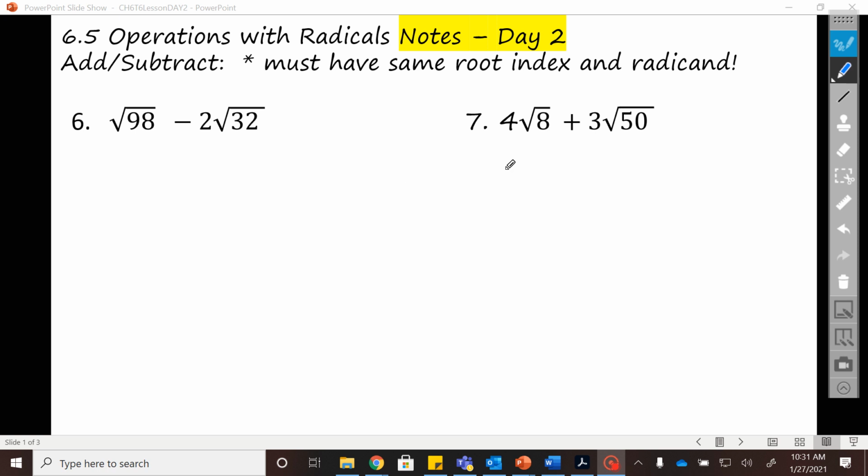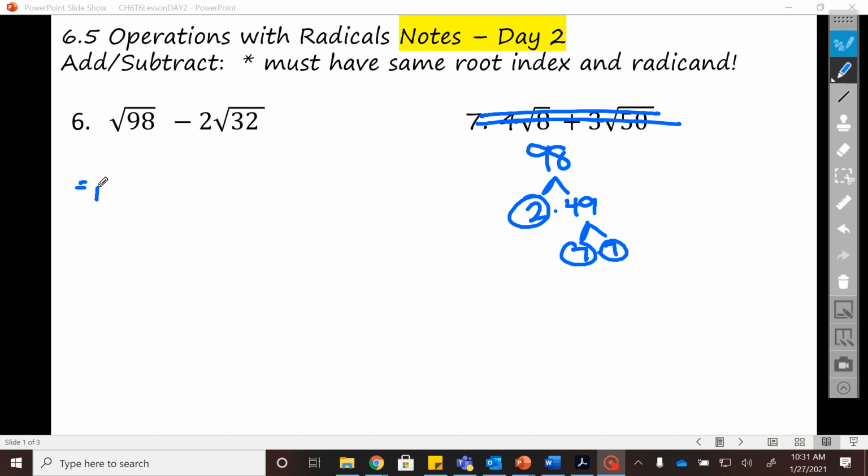So what we're going to have to do is simplify those two radicals to see if we can make them smaller and make them into the same radicand. If we simplify the square root of 98, we've got 2 times 49. And 49 becomes 7 times 7. So the square root of 98 can be written as 2 times 7 times 7.